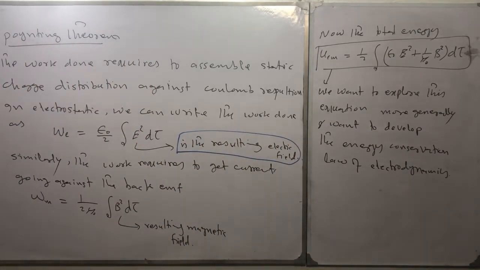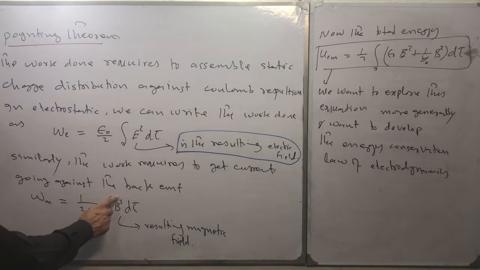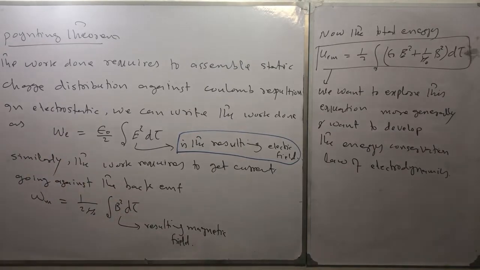Similarly, the work required to get current going against the back EMF is the energy stored. That means the energy stored in the magnetic field, which we already know about, is 1 over 2 mu naught integral B square d tau, where B is the resulting magnetic field.